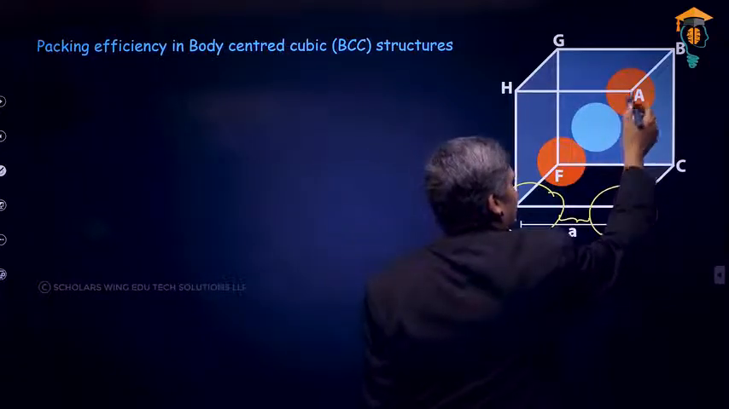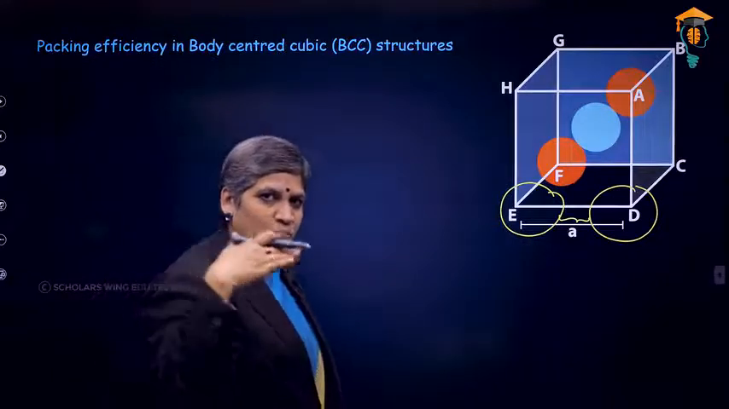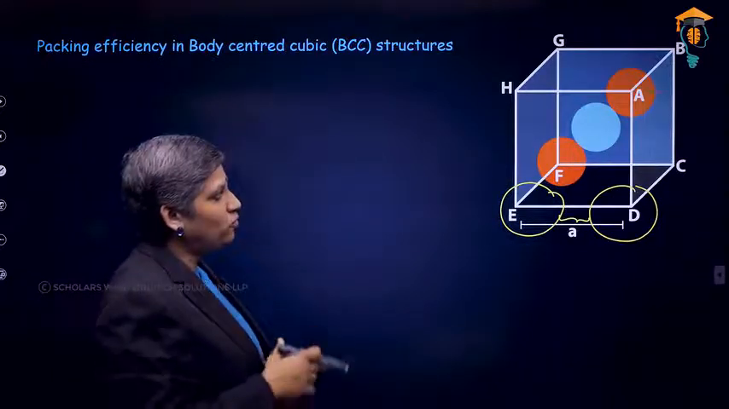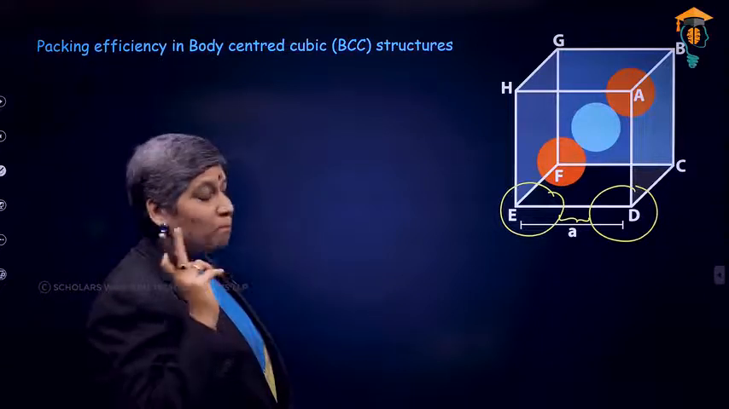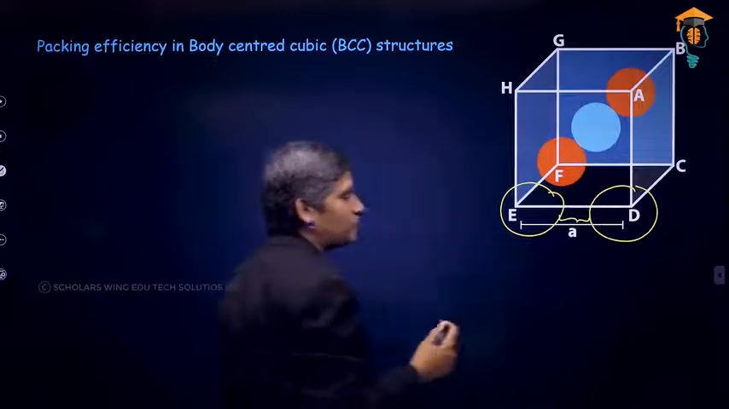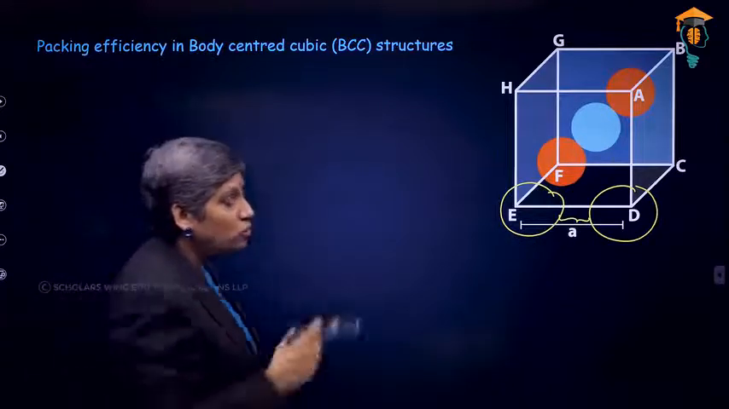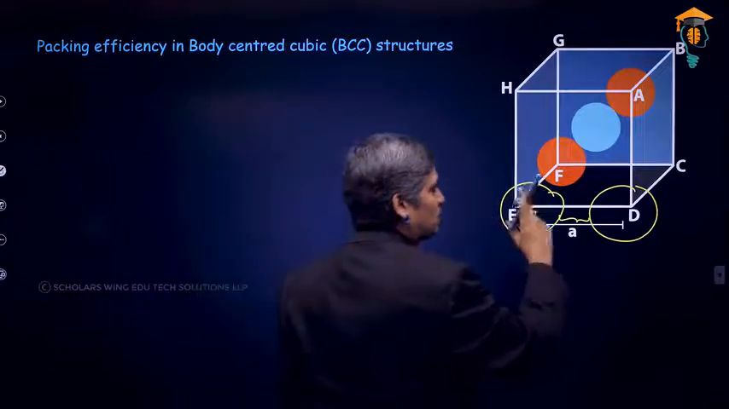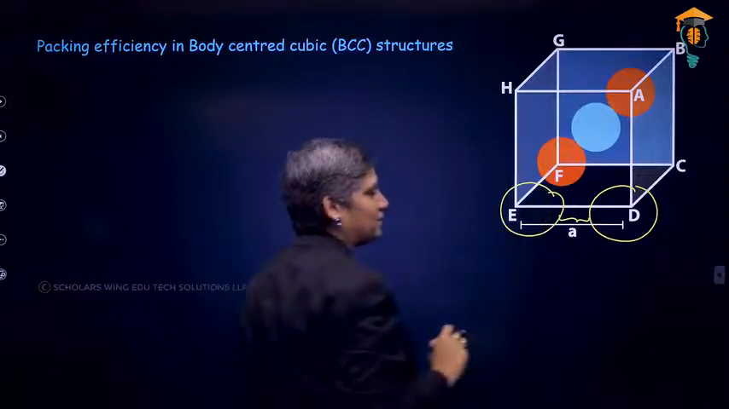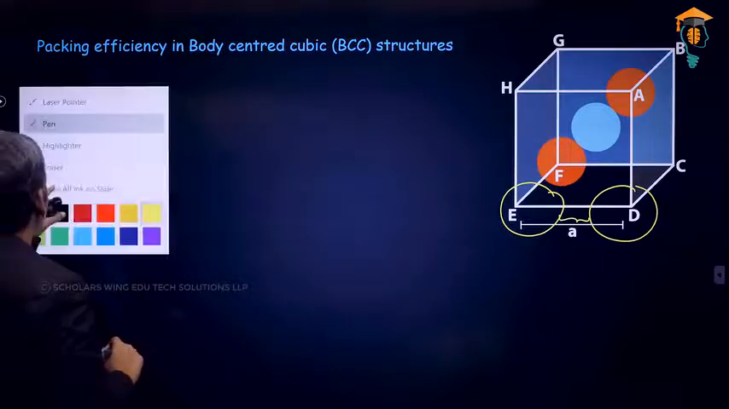If you join A and F, it is a diagonal that is passing through the body of the unit cell. Therefore, AF is actually the body diagonal. Only along the body diagonal can we see three spheres in contact with each other. What are those? Two at the corner positions and one in the body center. I would like to show you in this way.